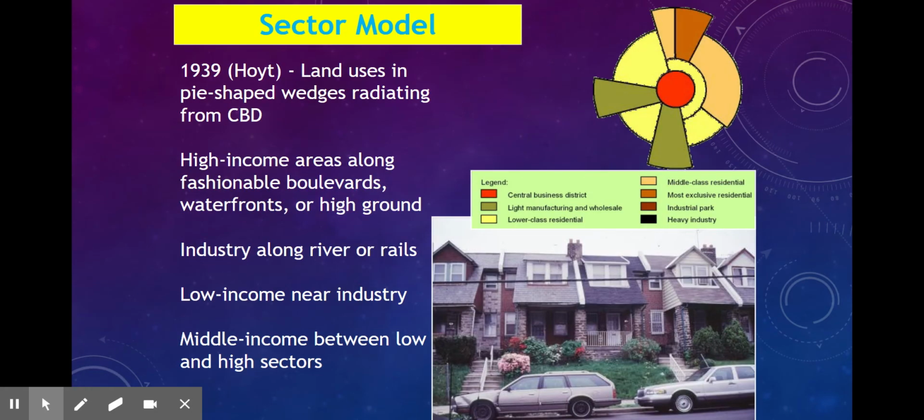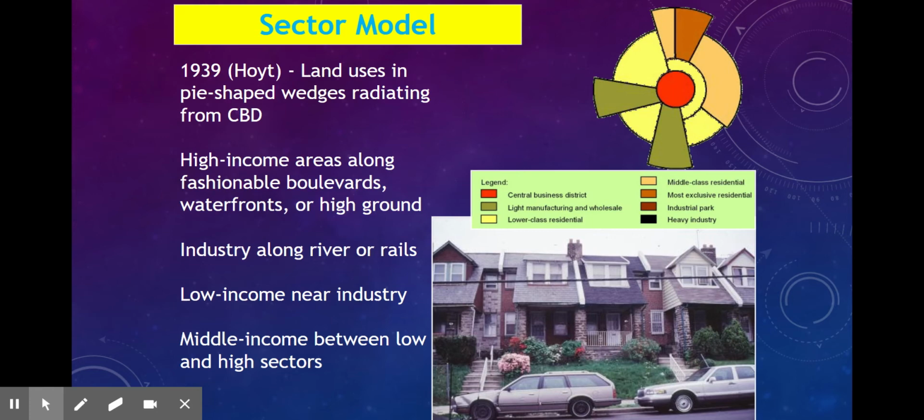All right, so the next model is called the Hoyt sector model, or just the sector model. It has the same deal as the last one, really close to the last one, except instead of using rings, it's going to use wedge shapes. The big thing you need to know is that these wedges are oftentimes based around emerging forms of transportation. Most of the time, this means roads that are connecting the city center to the outside of the city.